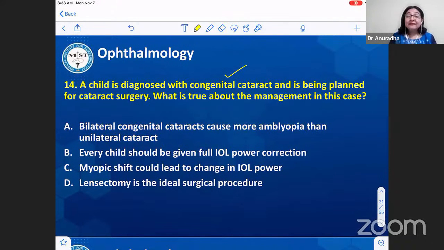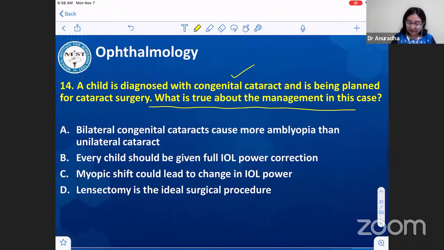So a congenital cataract child is being planned for surgery. Now, what is true about the management in this case, beta? Let's go through the choices one by one. Bilateral congenital cataracts cause more amblyopia than unilateral cataracts. Is it a true statement or false? It is false, because unilateral cataract causes more amblyopia than bilateral. One eye having cataract causes more suppression of the vision, more amblyopia.